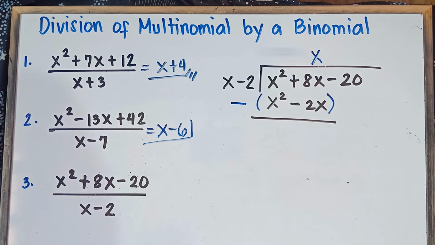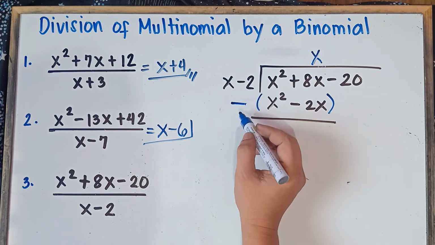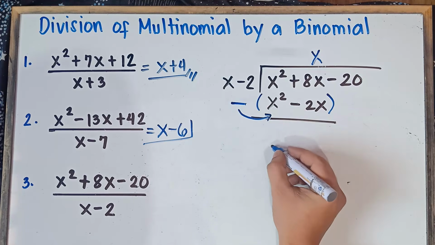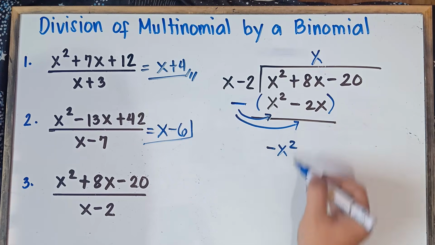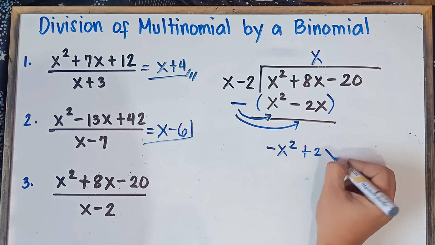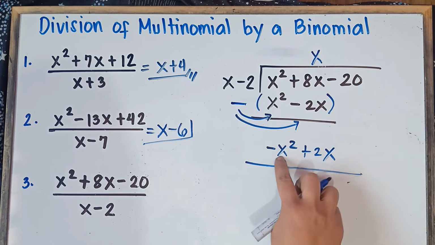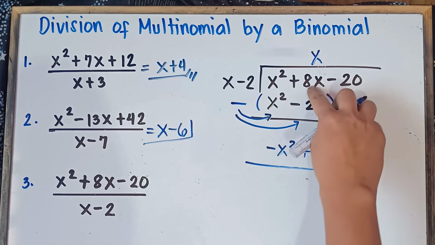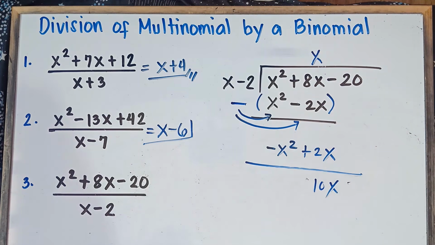You can actually distribute the minus sign, class, using the distributive property, without changing the sign. Negative times x squared would be negative x squared. And then negative times negative 2x would be positive 2x. Then simply combine: x squared minus x squared, you can just cancel it out. And 8x plus 2x would be positive 10x. So you will have the same answer anyway, class.